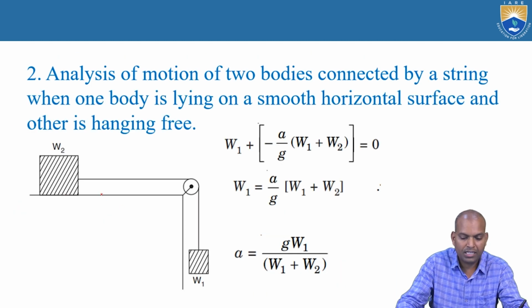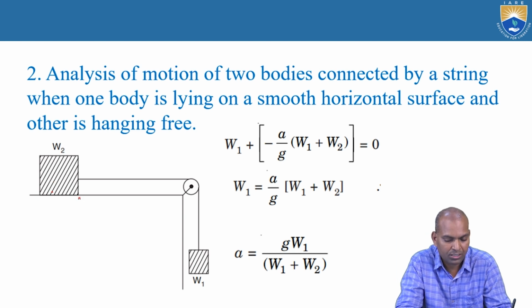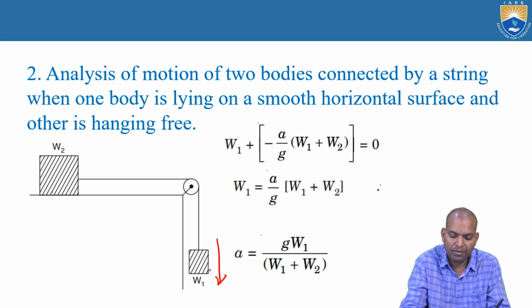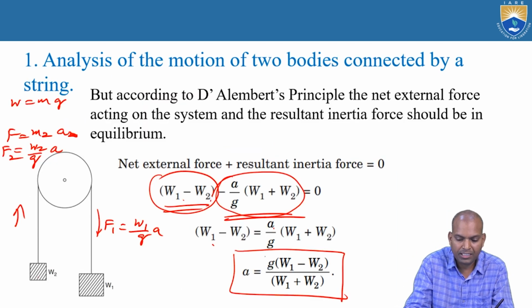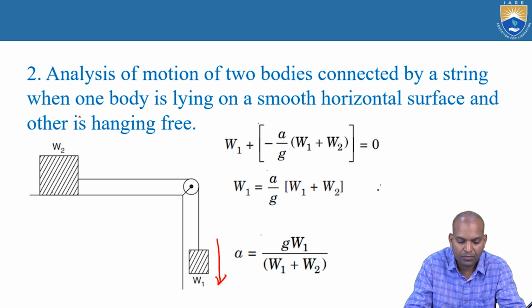Okay, next case we study here: analysis of motion of two bodies connected by a string, when one body is lying on a smooth horizontal surface and another one is hanging free. Again, what is D'Alembert's principle? D'Alembert's principle is that the net external force acting on the system and the resultant inertia force should be in equilibrium, or should be equal.